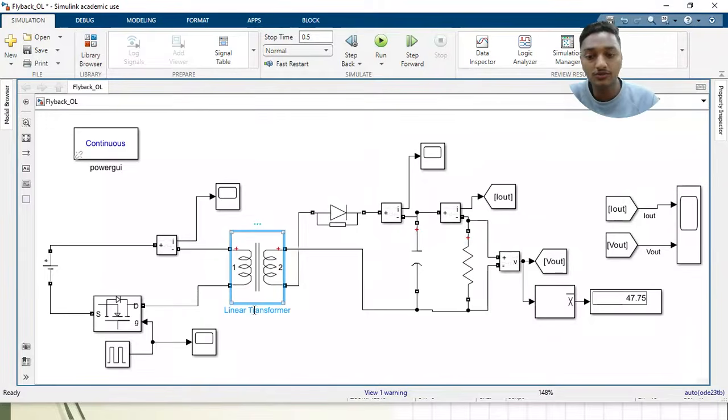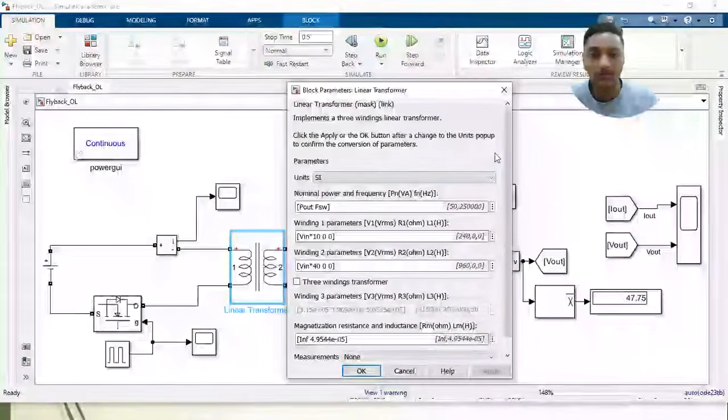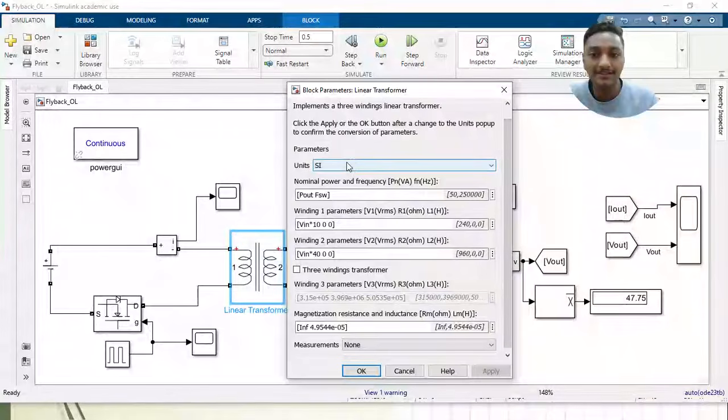Now I have chosen the linear transformer, but where is my LM? LM, every parameter, where is my turns ratio, everything is inside this particular block. So I just open this block. Initially you select the SI unit. My P out I have kept at 50. The same thing which I require, I can keep it higher, that is not an issue. My switching frequency, because it is a high frequency transformer, I have to keep as it is. So 250 kilohertz, the same thing I have mentioned in the script file I have given.